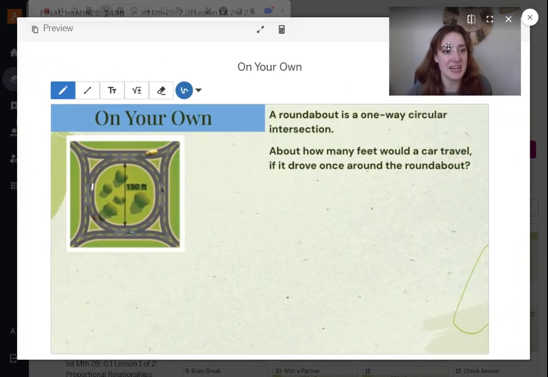All right, next one, slide 8. Try this on your own. So a roundabout is a one-way circular intersection. Have you guys ever driven on a roundabout before? I feel like they're in a lot of other countries, which is kind of cool, to replace a stoplight.